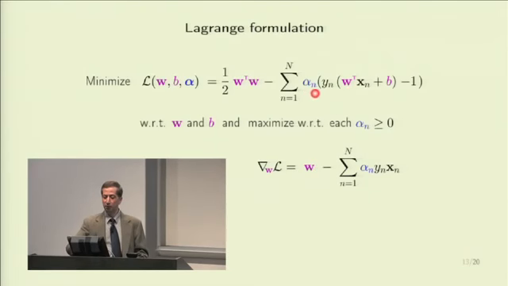I get alpha, y_n, and x_n, right? That's what gets multiplied by W for every n equals 1 to capital N. So I get that, and I have a minus sign here that comes here. Everything else drops out. So this is the formula. And what do I want the gradient to be? I want it to be the vector 0. So that's a condition. What is the other one?